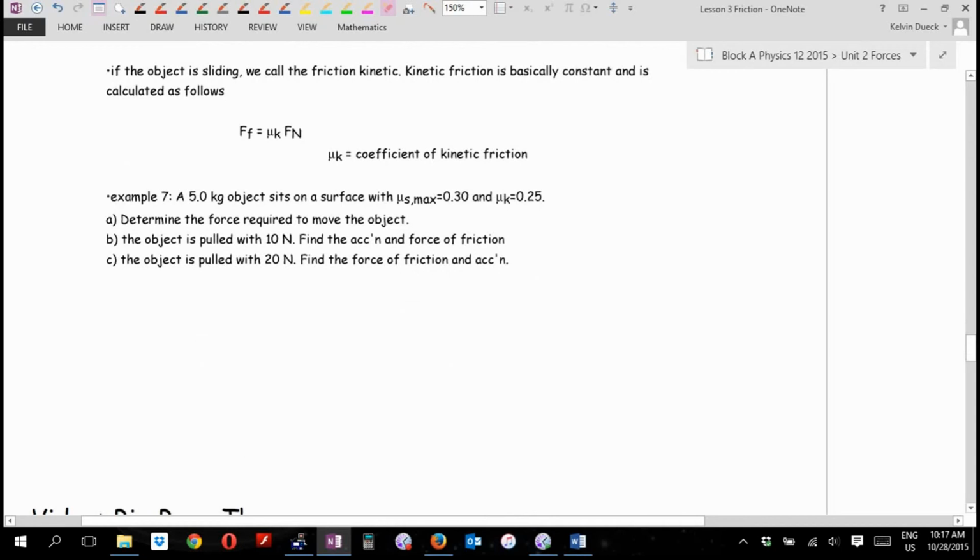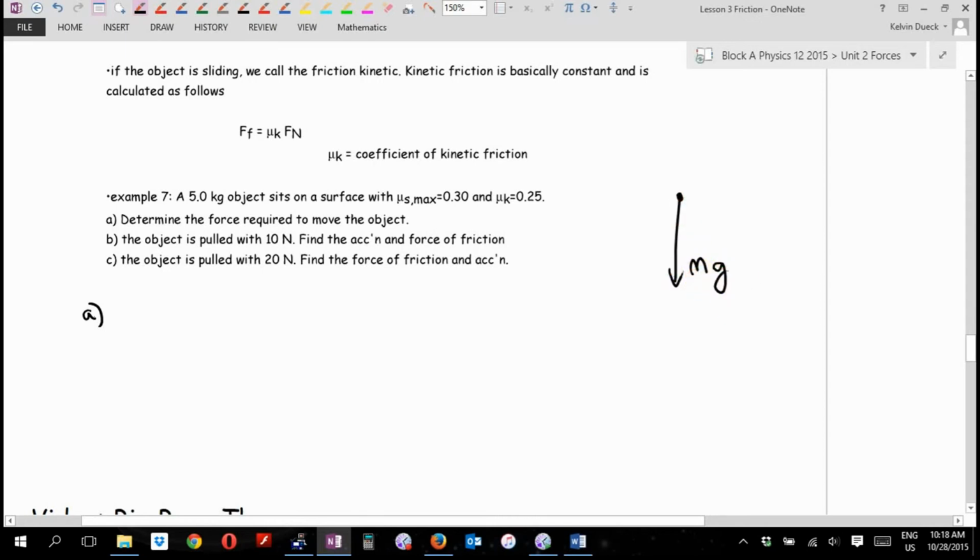For what it's worth, a 5 kilogram object sits on a surface with mu static 0.3 and mu kinetic 0.25. Determine the force required to move the object. To get it moving, well, here's our free body diagram. What are the forces acting on it? Get the obvious one.